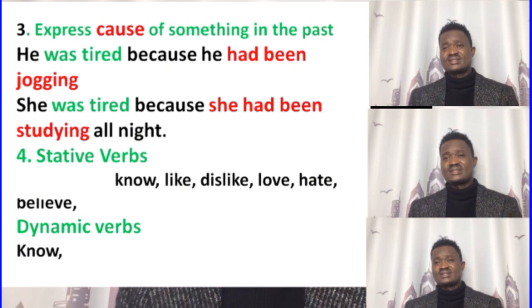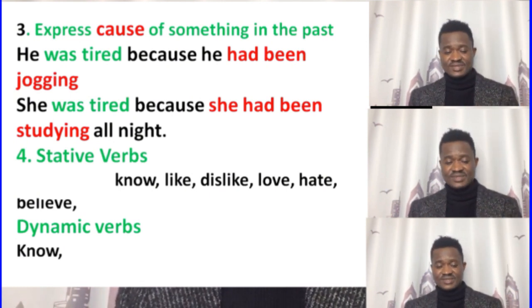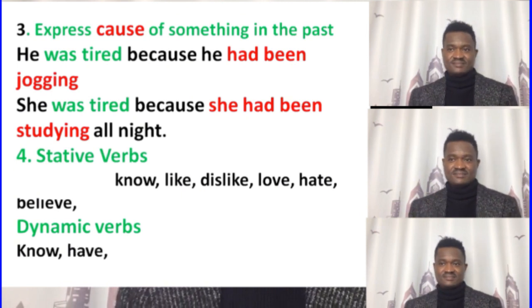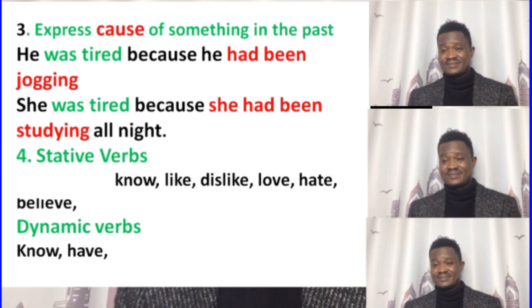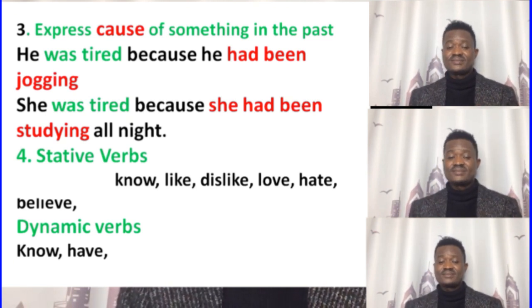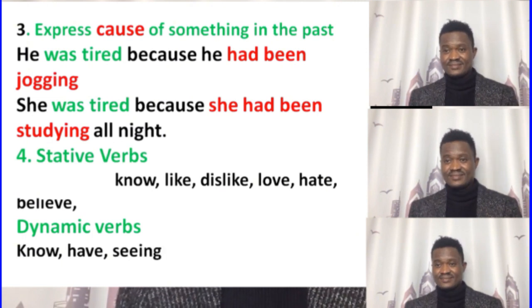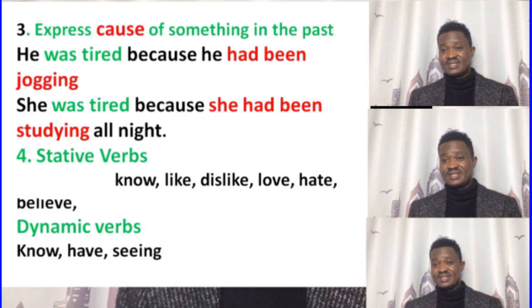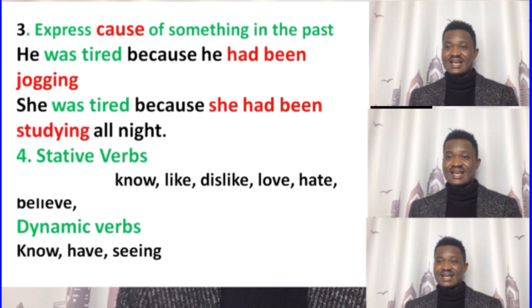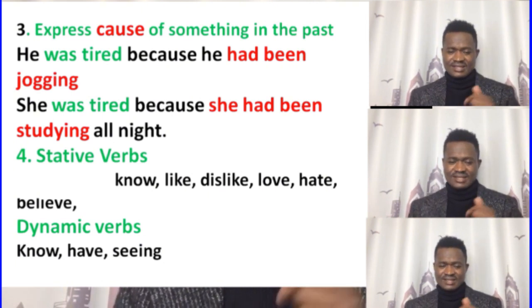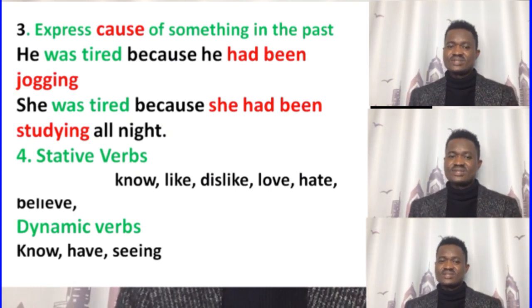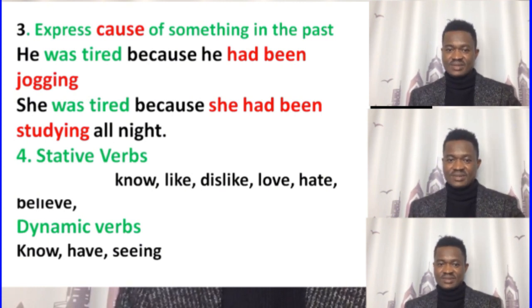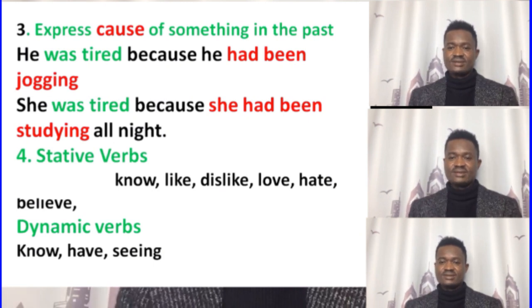Check the present simple to understand more about stative verbs, okay? Have is a dynamic verb. We can also say having. It depends on the sentence, but the meaning changes. Seen is a dynamic verb. We can also use see. So these are dynamic verbs. Just check the present simple; there are a lot of dynamic verbs and stative verbs there. It's just to inform you that we don't use these stative verbs in the progressive, in the past perfect progressive. Be aware of that. Okay? Alright guys, let's go.